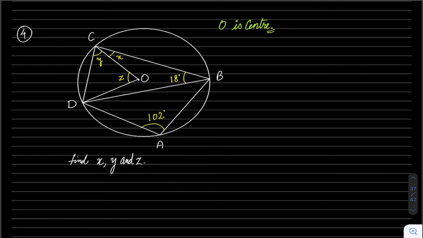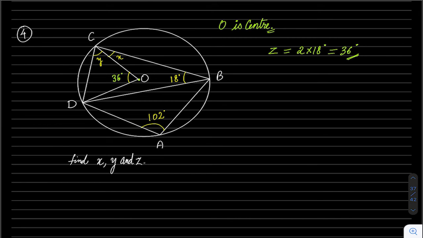So if O is center, angle Z will be equal to double of 18, so 2 times 18 degrees. That should be 36. Okay, so one part done. Now this is less scary. So let's remove this Z and write 36.